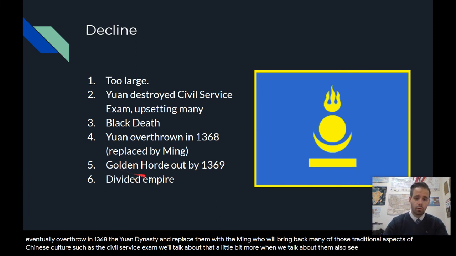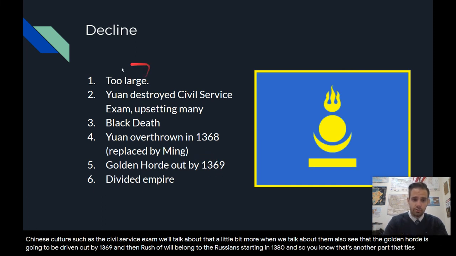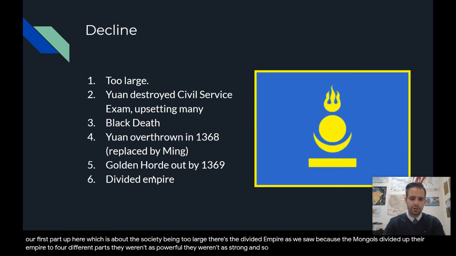We also see that the Golden Horde is going to be driven out by 1369, and then Russia will belong to the Russians starting in 1380. And so, that's another part that ties into our first part up here, which is about the society being too large. There's the divided empire. As we saw, because the Mongols divided up their empire into four different parts, they weren't as powerful, they weren't as strong, and so they ended up falling away.